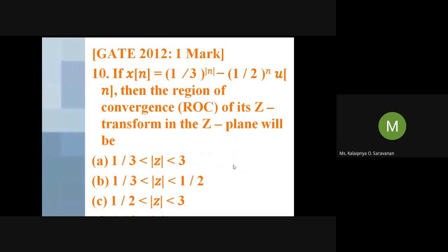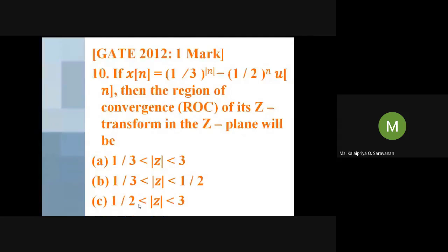Next question. If x(n) is equal to (1/3) power modulus of n minus (1/2) power n u(n), then the region of convergence, ROC, of its Z transform in the Z plane will be. Given are 4 options, kindly read those options. I guess which could be the answer for this particular question. I'll give you just a few seconds because we have been already doing ROC problems for a while, and I guess you should be able to.